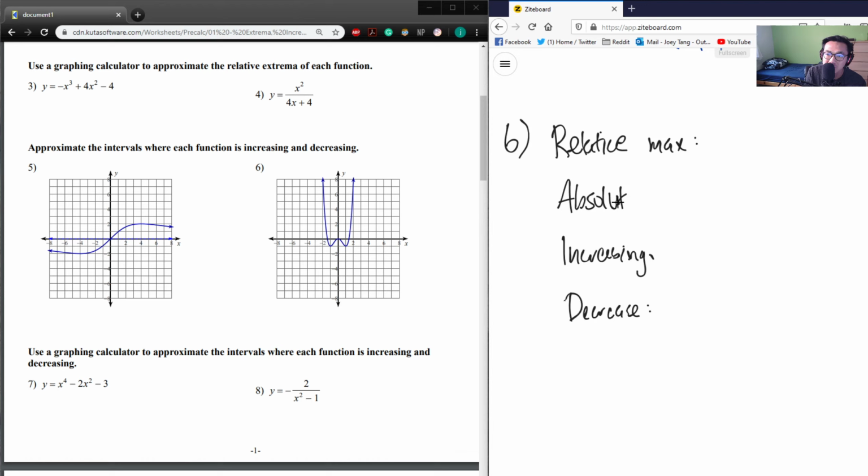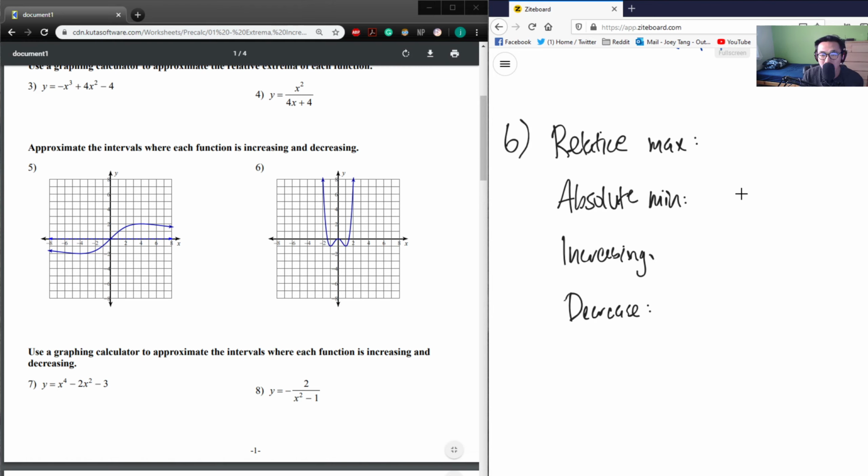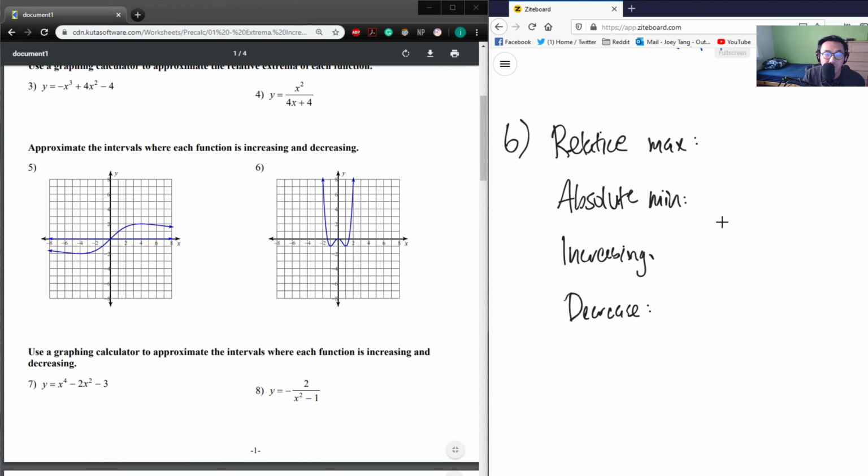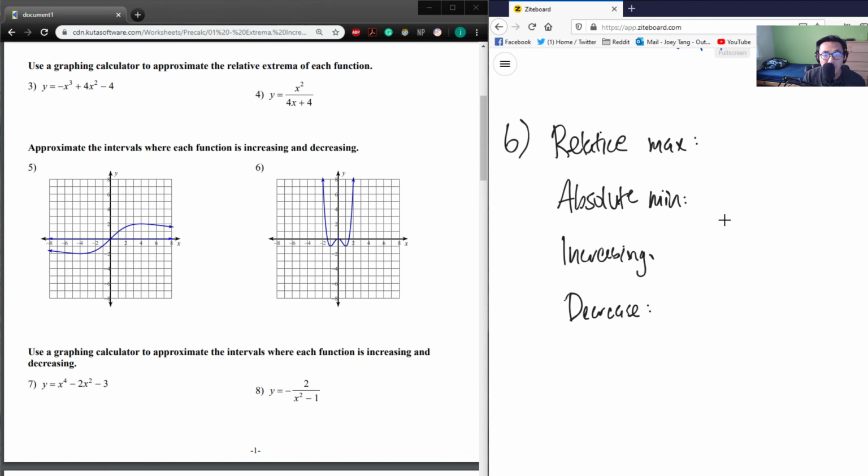Absolute minimum instead of a relative max. And again, in this case, it's an absolute minimum. So it is a specific type of minimum, but it's an absolute minimum, not a relative minimum. In this case, we have 2 points in which it's an absolute minimum, which is nice.